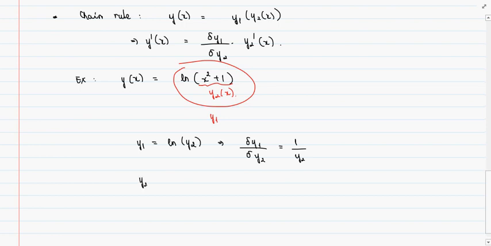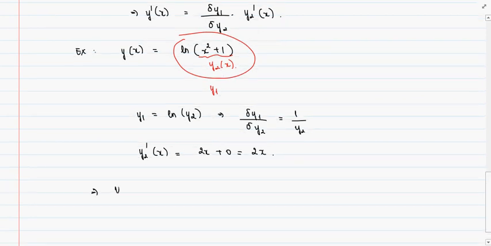The second part is y2 dash of x. So we know that y2 is equal to x squared plus 1. If you differentiate that function with respect to x, you get 2x plus 0, which is equal to 2x. So therefore, applying the chain rule now, the differential of the function y with respect to x is going to be equal to the differential of y1 with respect to y2, which is 1 on y2, and multiply by the y2 dash of x, which is 2x.